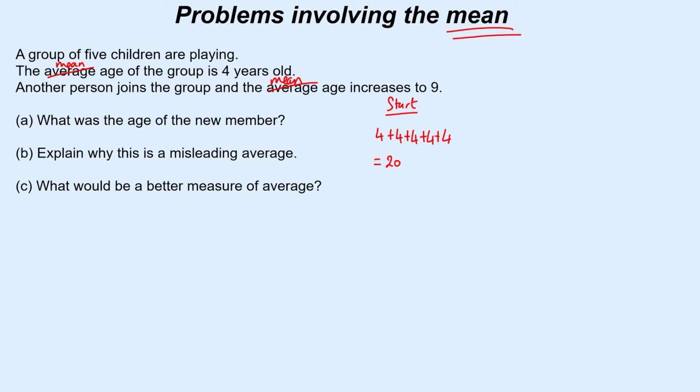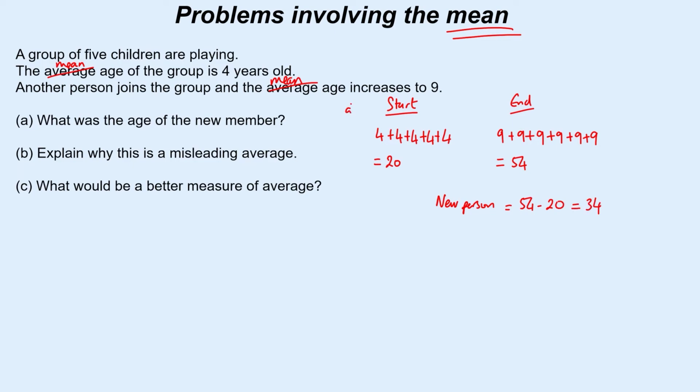At the end, we have another person. So we've got 6 people now, but the average age jumps to 9. So what we've got is 9 add 9. So we get 6 people, all with an average age of 9, so all 9 years old. Or you could say that's 6 times 9, which is 54. So if you added all the ages of the people in the group at the beginning, it was 20, and all the people in the group at the end, it was 54. So the new person that must have joined the group would be 54, take away 20, which is 34 years old.